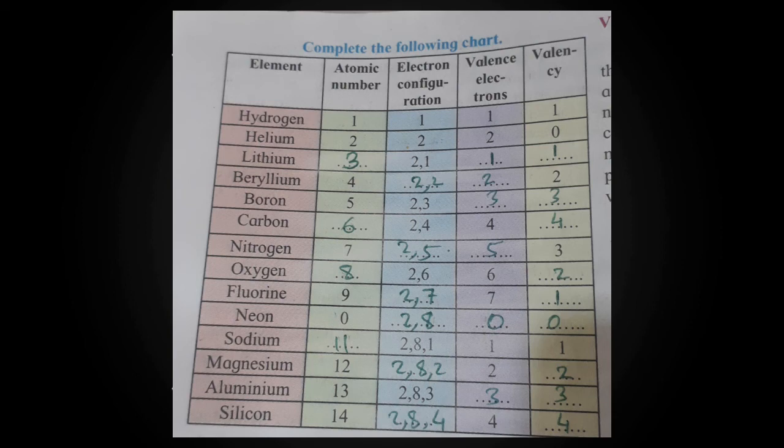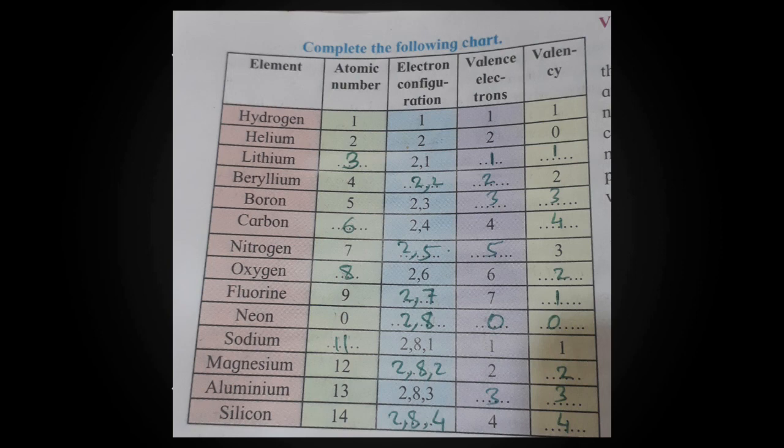Magnesium. The atomic number of magnesium is 12 and its electronic configuration becomes 2, 8, 2. So the valence electron is 2. Therefore its valency is also 2. Aluminium. The atomic number of aluminium is 13. That's the reason its electronic configuration becomes 2, 8, 3. Valence electron is 3. That's the reason its valency is 3 for aluminium.